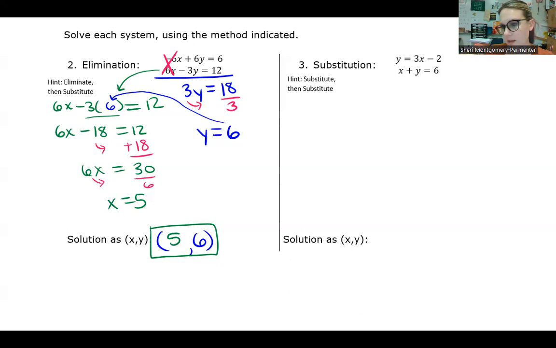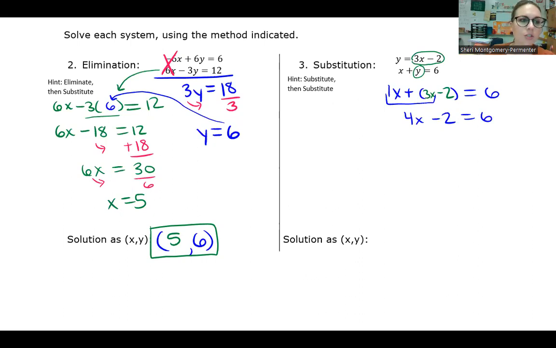So we know that y is equal to this stuff. We can take it and plug it in right there for y. So we get x plus, and then I'm going to plug that stuff in, is equal to 6. So in that space, I'm going to put 3x minus 2. So now I can evaluate. I can put these two x values together. If I have 1 and 3, then I have 4x.